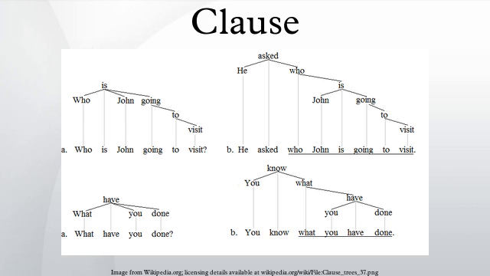A particular type of WH relative clause is the so-called free relative clause. Free relatives typically function as arguments, for example, A. What he did was unexpected. Free relative clause functioning as subject argument. B. He will flatter whoever is present. Free relative clause functioning as object argument.